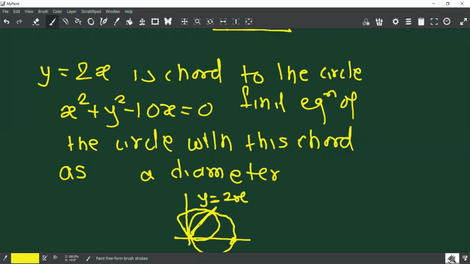So what we need to do is, how did I draw this figure? One, it is passing through the origin because there is no constant term. Then I substitute y as 0, so I get values of x as 0 and 10. So matlab it's cutting the x-axis at (0, 0) and (10, 0).